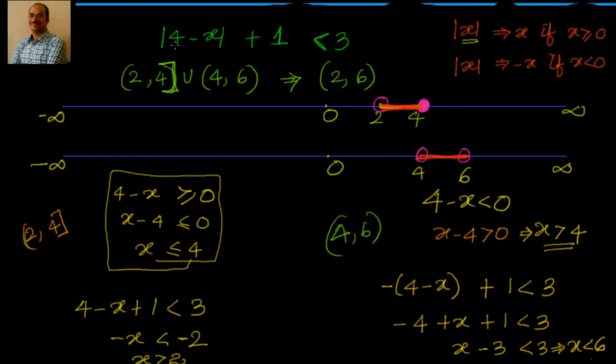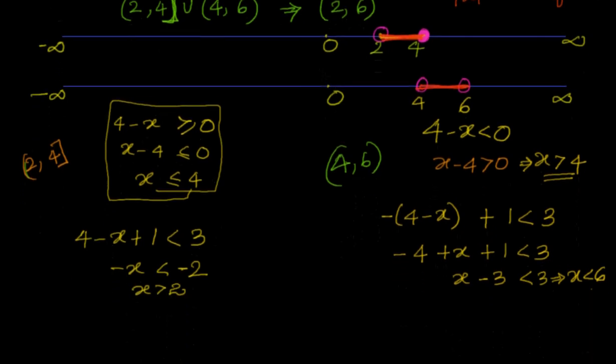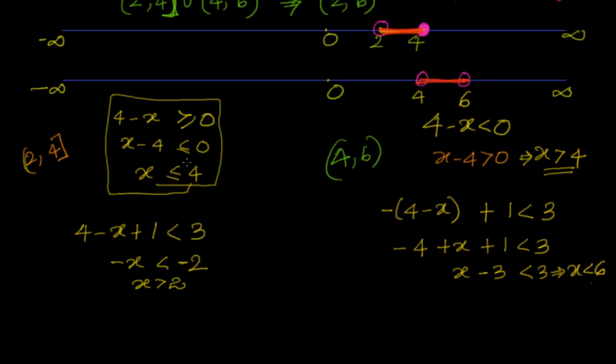What we have done is, we know that the modulus function returns the value as it is if 4 minus x is greater than or equal to 0, and returns minus of 4 minus x if 4 minus x is less than 0. We have considered both the cases. In both the cases we have our constraints and we have solved it, we found the values.